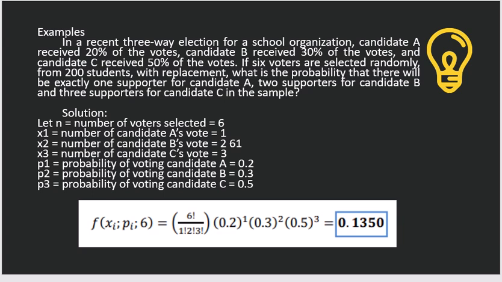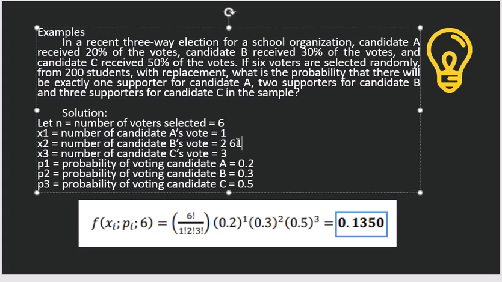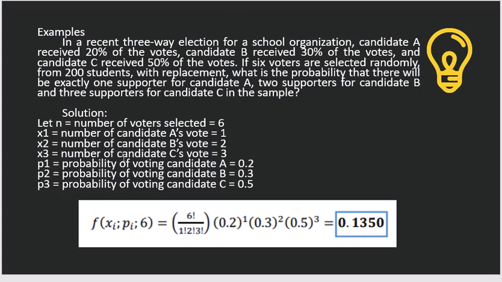So we have n, which is 6, no? And for candidate A, only one is the condition asked. And for candidate B, two is the condition asked. And for candidate C, three is the condition asked. The probability of voting for candidate A is 0.2. For candidate B, we have 0.3, and for candidate C, we have 0.5.